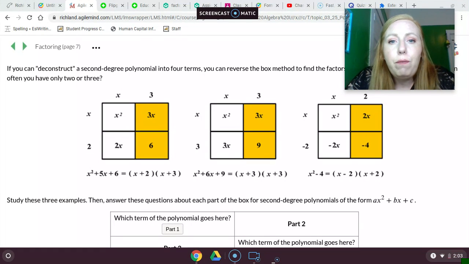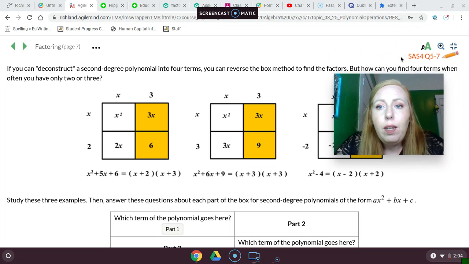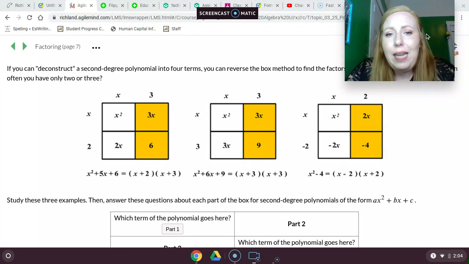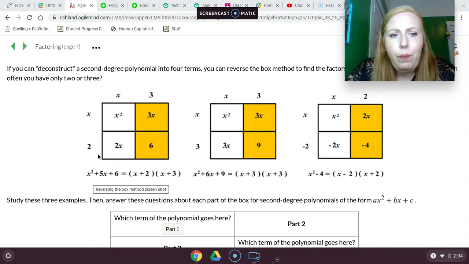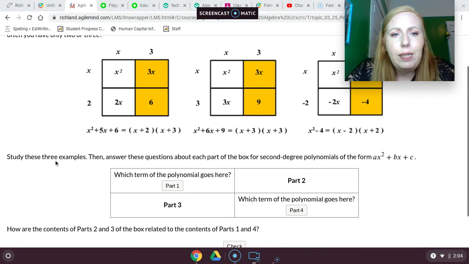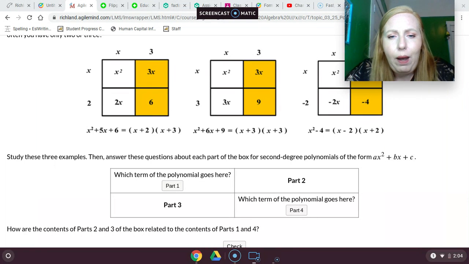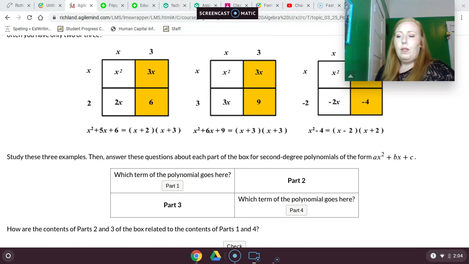Construct a second degree polynomial into 4 terms. You can reverse the box method to find factors, but how can you find 4 terms when often you only have 2 or 3? So how did they take our equation, this x squared plus 5x plus 6, and turn it into this area model? What can we do here? Study these 3 examples, then answer these questions about what each part of the box for second degree polynomials are.